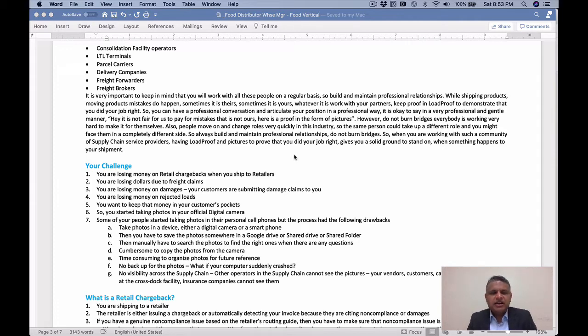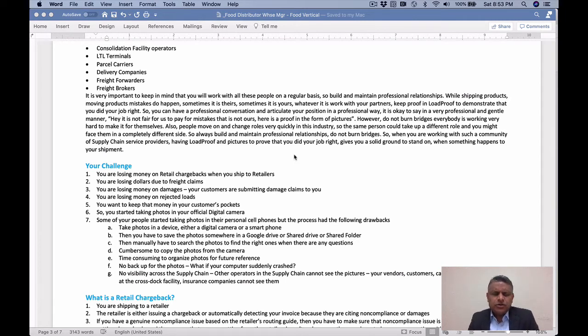Everybody is working very hard to make it for themselves. Also, people move on and change roles very quickly in this industry. So the same person could take up a different role, and you might face them on a completely opposite side. So always build and maintain professional relationships. Do not burn bridges. So when you are working with such a community of supply chain service providers, having load proof and pictures to prove that you did your job right gives you a solid ground to stand on when something happens to your shipment.